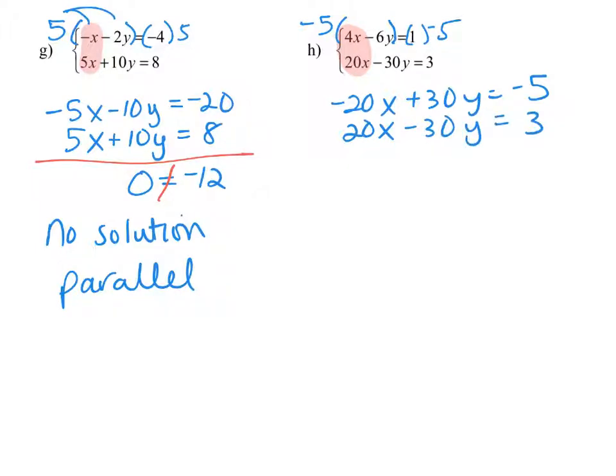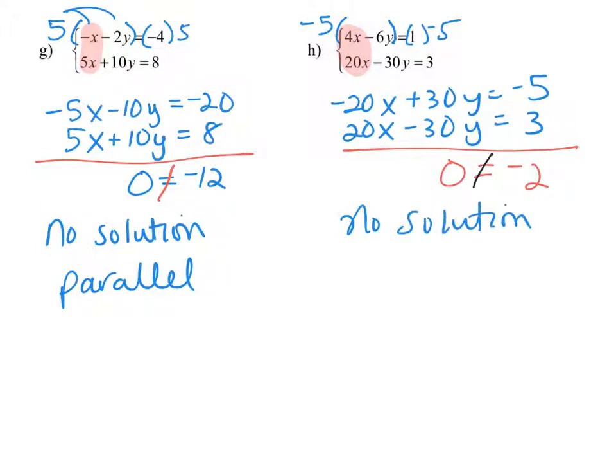Now we have opposite x's. In fact, we also have opposite y's. When you add those together, negative 20x and positive 20x is 0, and 30y and minus 30y is equal to 0. So we have a 0 on the left side and a negative 2 on the right side. So unfortunately, this is also a contradiction. 0 definitely does not equal negative 2. So we can say this also has no solution. And if you were to graph those, the lines would be parallel.